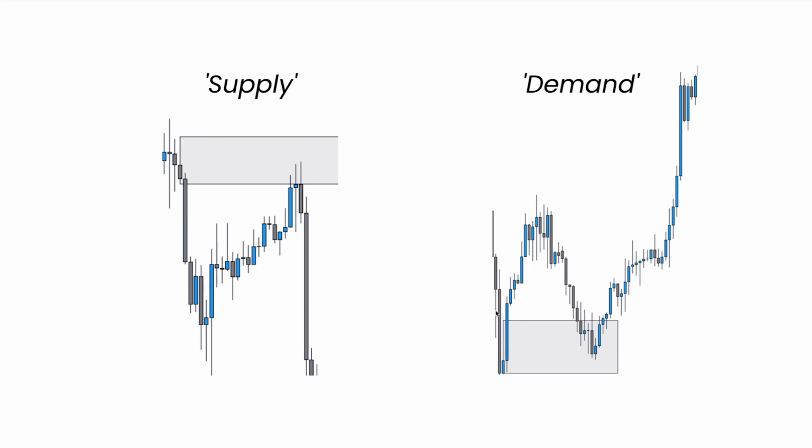Demand zone, we have a demand here, the market pushes up. When we pull back to that demand, we hit it and the market pushes up again. So that is where the demand is entering the market and that is where the supply is entering the market.